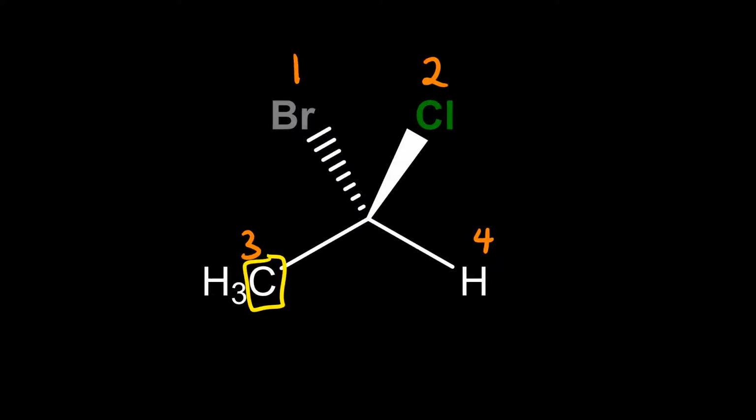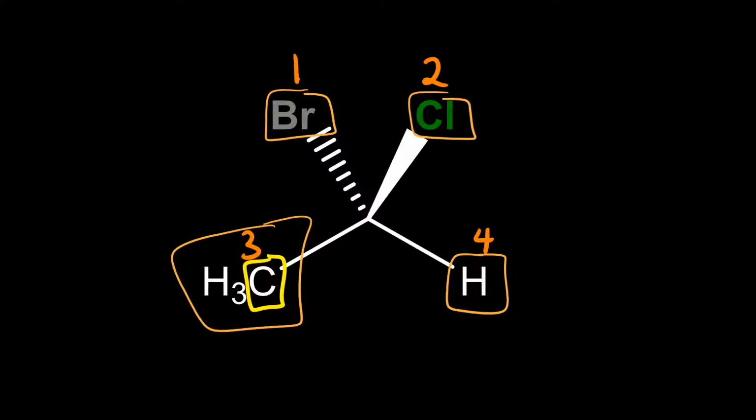This time let's take a look at what to do when the groups are not all just one atom. So we've looked at this molecule a few times with bromine, chlorine, hydrogen, and a methyl group. And anytime hydrogen is present, it's going to be group 4 because there cannot be anything with a lower molar mass than hydrogen, right? But then we have to decide between bromine, chlorine, and then a methyl group.